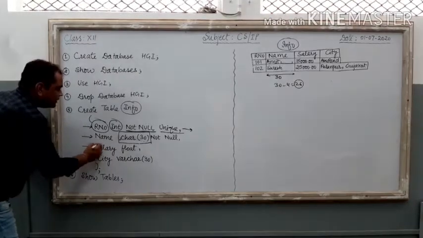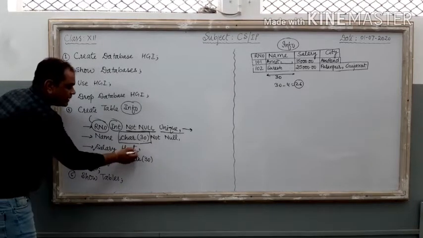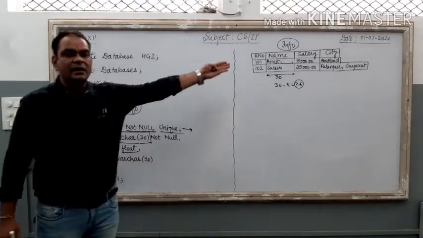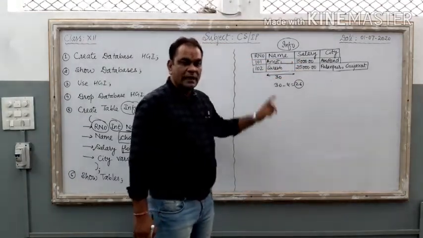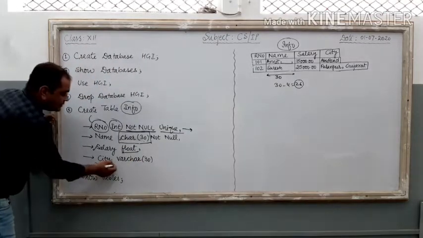Now come to the third one, salary, float. Here the data type is float. It means we can enter decimal values also. Just check it, 1500.00. Clear?